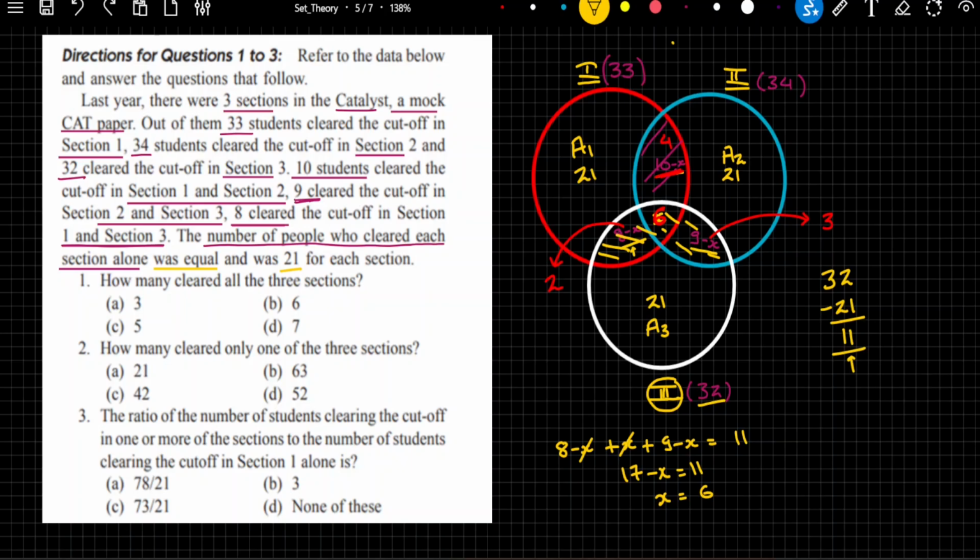How many students cleared all the three sections? So all the three sections, we are talking about this particular area. The value of this area is 6. So I'll mark option B as my answer and move forward.